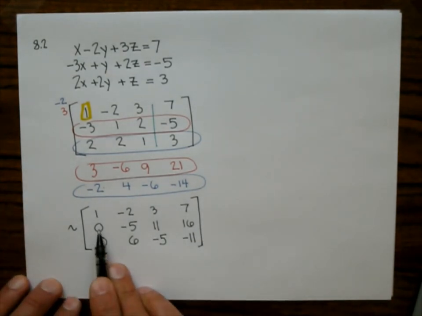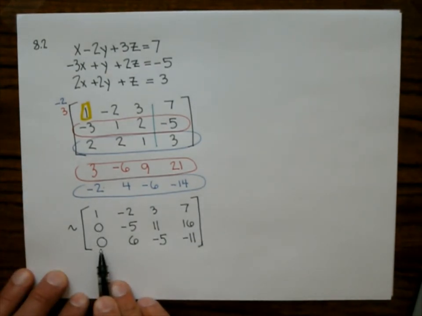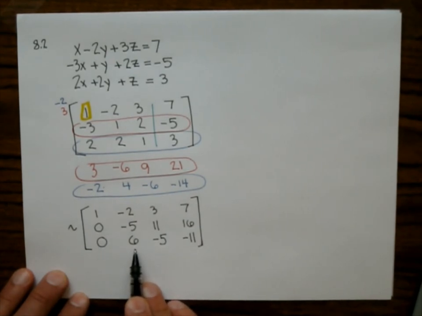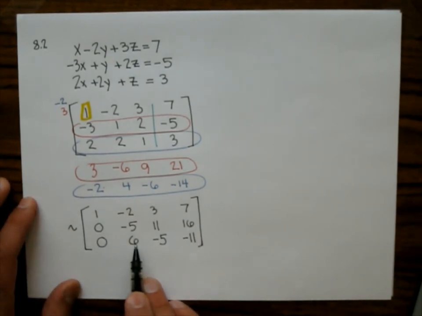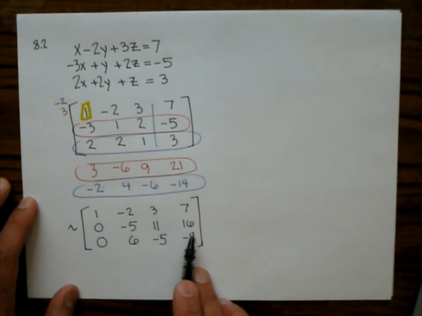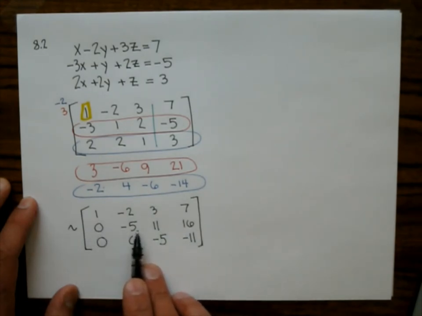Okay, so I have a 0 here, and a 0 here, and now I want to put a 0 there, and I'm going to use my negative 5 as a pivot. A lot of linear algebra books will say you got to put a 1 there and then divide everything by negative 5 and get fractions. No, I don't play the game that way.